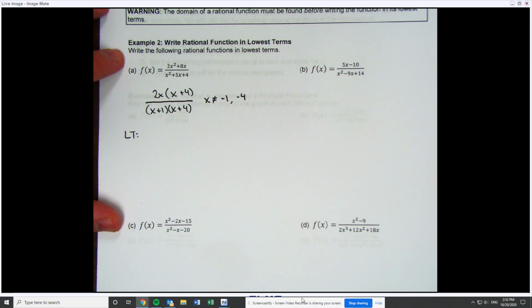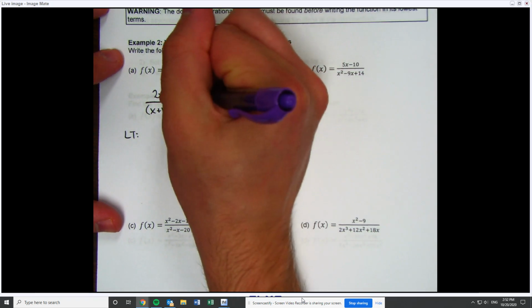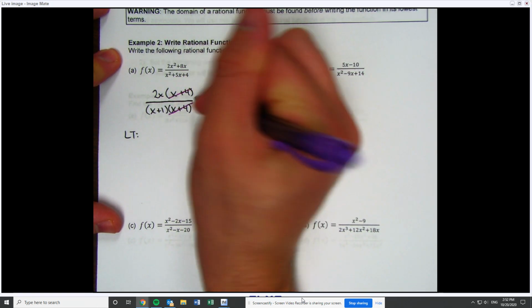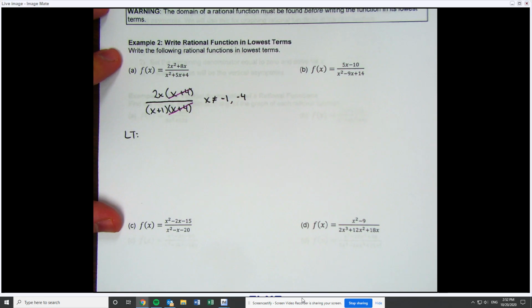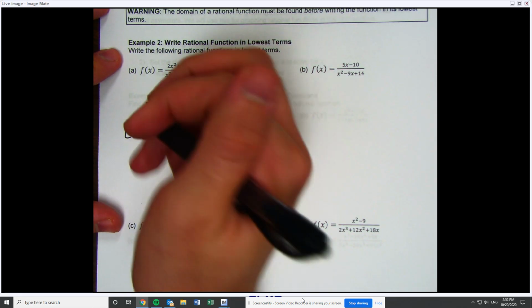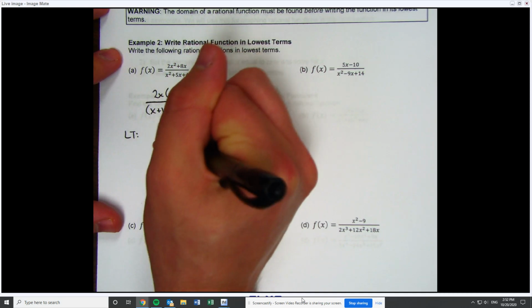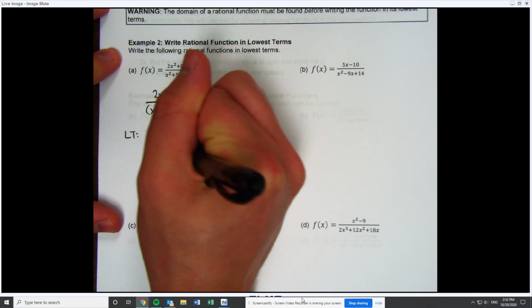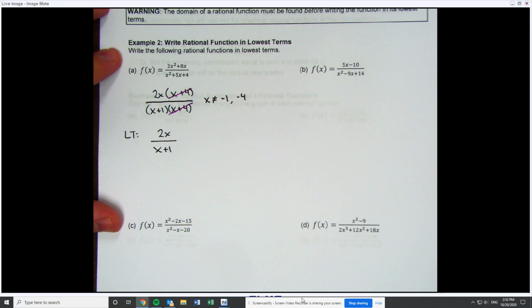So for lowest terms, I see that I have x plus 4 as a factor in the numerator and denominator. So I'm going to cross that out. That means what's left over is 2x over x plus 1. Done. That's all you got to do. Now, I do want to get you in the habit of doing one extra little step, which is very easy, but it's going to help us out on the next page.